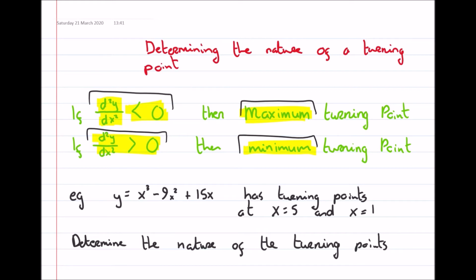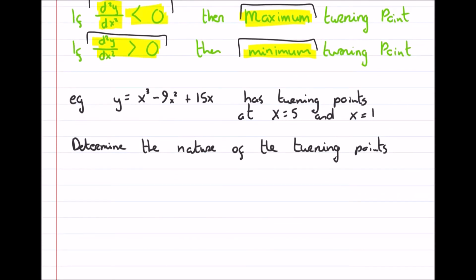Right. So what I mean by that is, let's look at this function. And they're telling us it's turning points at x equals 5 and at x equals 1. So they're telling us already. But they want us to find the nature of these turning points. They want us to find out which one is maximum and which one is minimum. Well, what I said is, we have to differentiate it twice. We have to get the d squared y over dx squared.